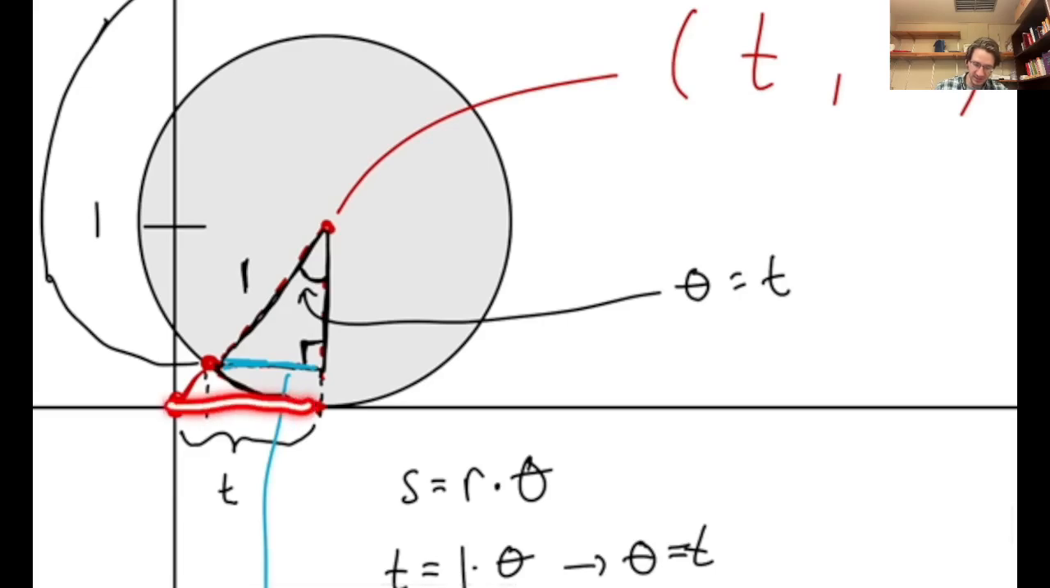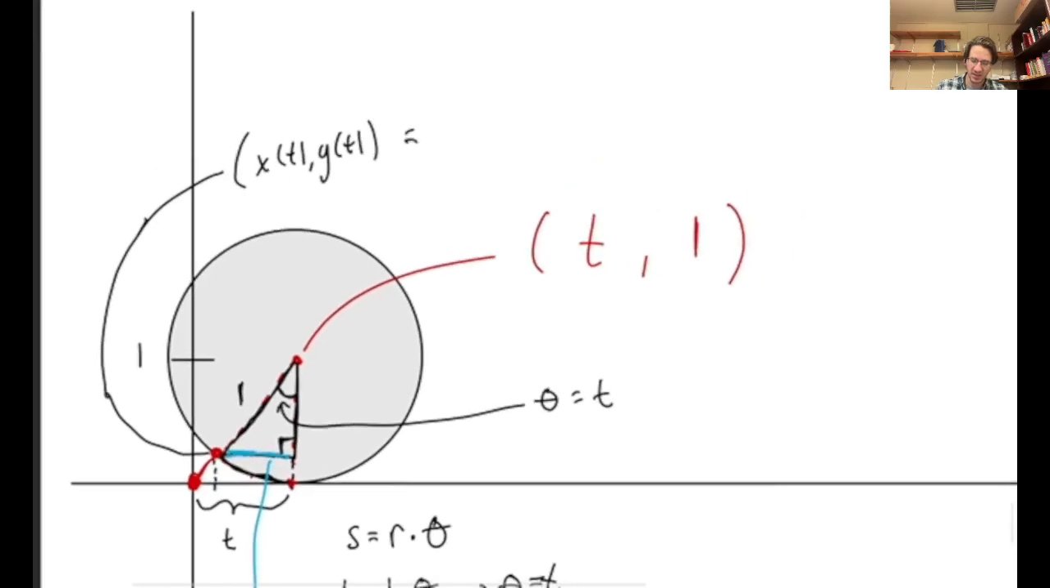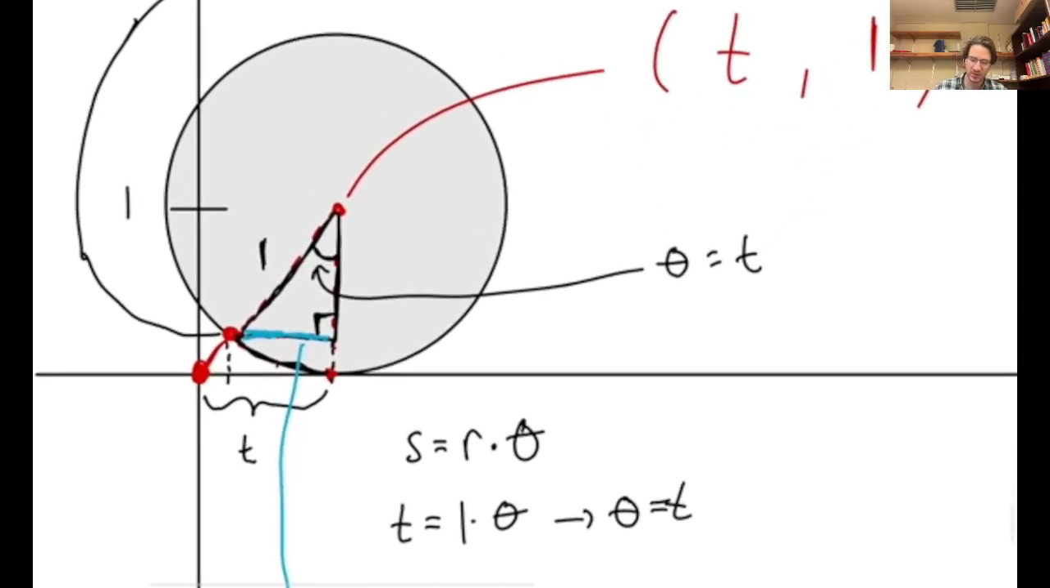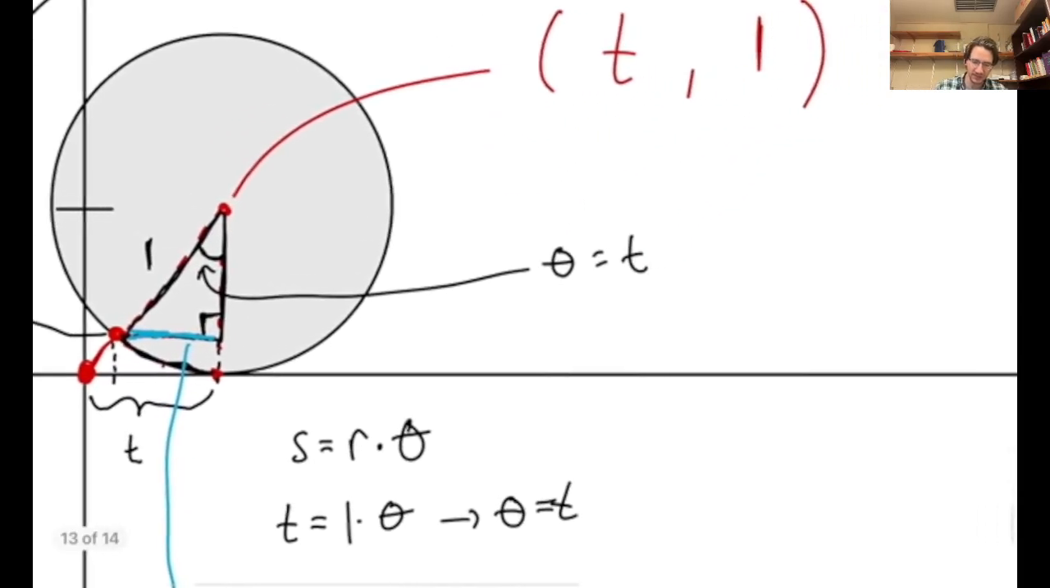It's this distance minus this distance. This distance is just t. This distance is sine of t. And so we have x of t should be t minus sine of t, the coordinates for the center minus what we got from that right triangle. Okay. Now let's do the same thing with y of t.